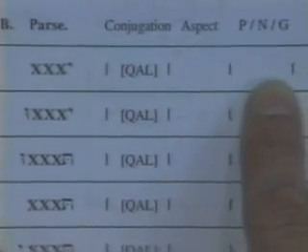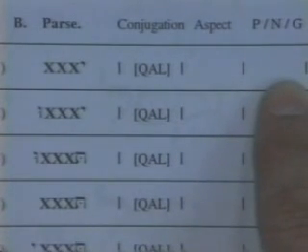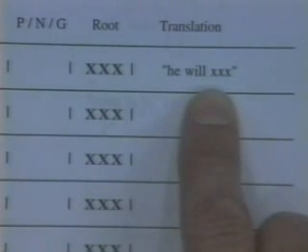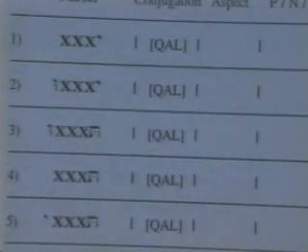Person, number, gender. It's third person, masculine, but it's either singular or plural, right? Now you don't know that, but you know it's third person masculine. And you know that it's then either going to be he or they, right? Will do whatever X is. Now do you see how little you knew, but how much you knew? What's number 2?